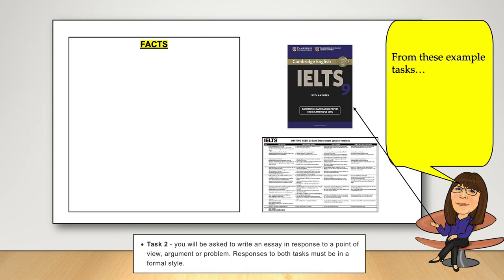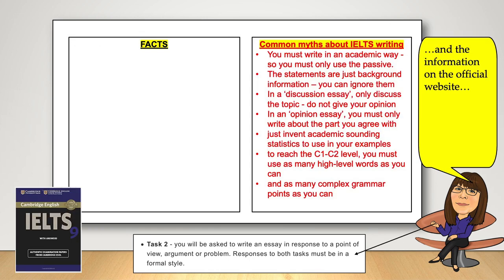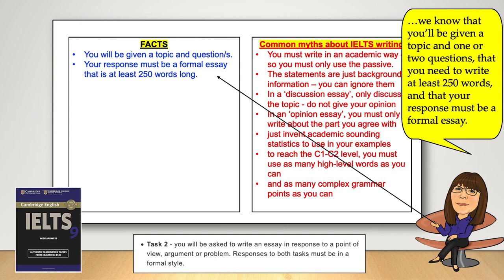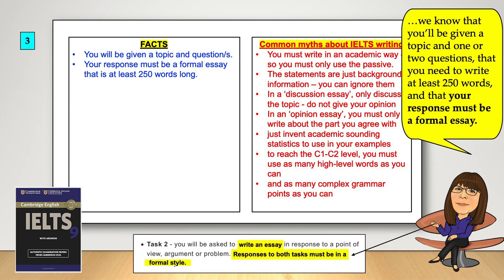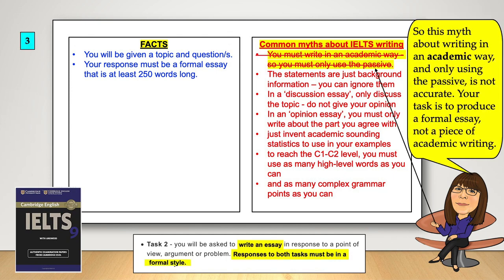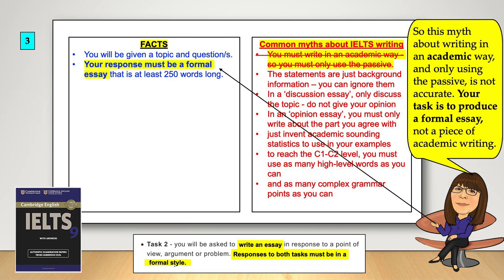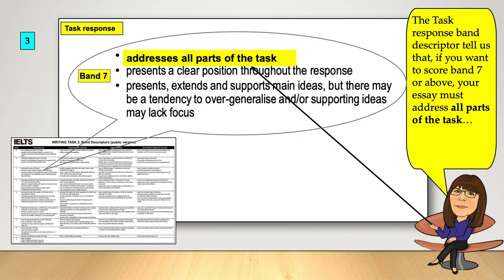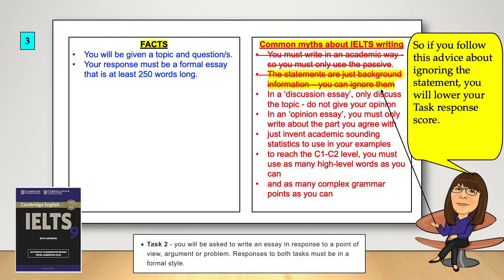From these example tasks and the information on the official website, we know that you'll be given a topic and 1 or 2 questions, that you need to write at least 250 words, and that your response must be a formal essay. So this myth about writing in an academic way and only using the passive is not accurate. Your task is to produce a formal essay, not a piece of academic writing. The task response band descriptor tells us that if you want to score Band 7 or above, your essay must address all parts of the task. So if you follow this advice about ignoring the statement, you'll lower your task response score.